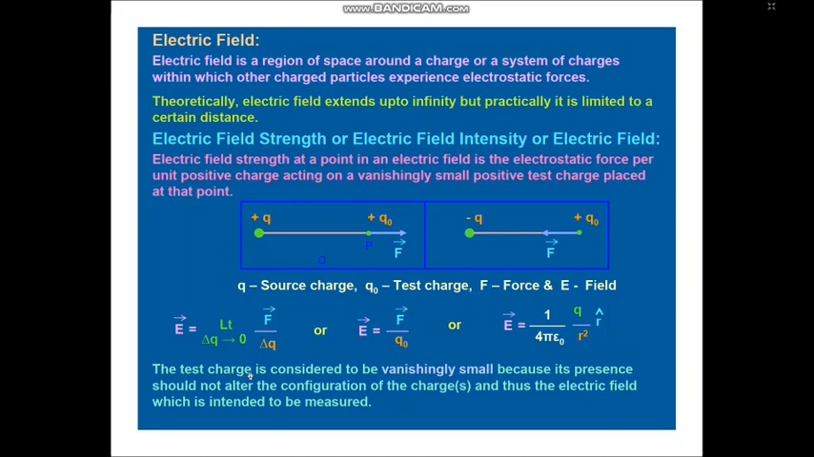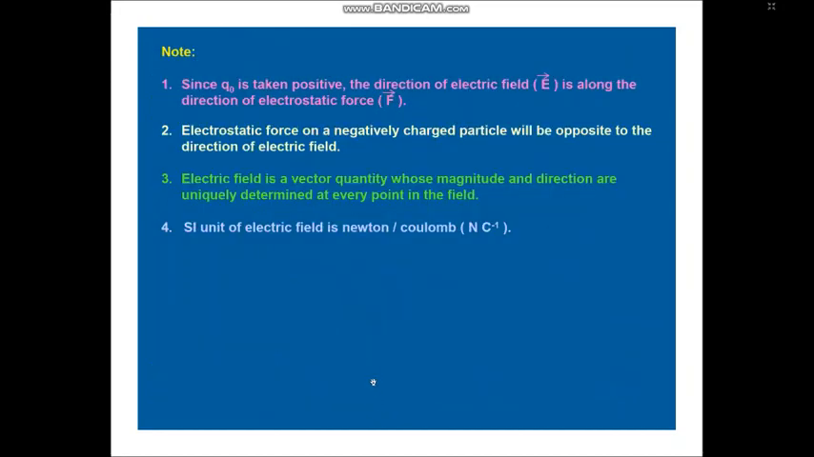The test charge is considered to be vanishingly small because its presence should not alter the configuration of the charges and thus the electric field which is intended to be measured. Note: since Q0 is taken positive, the direction of electric field E is along the direction of electrostatic force F.